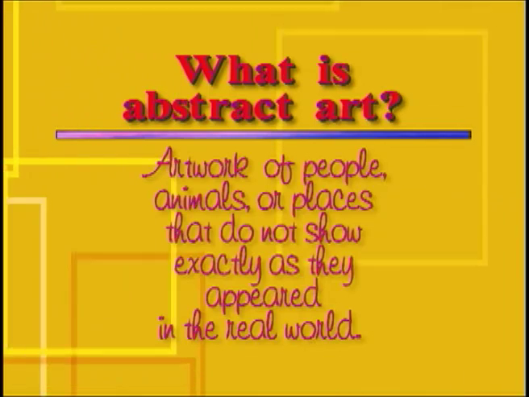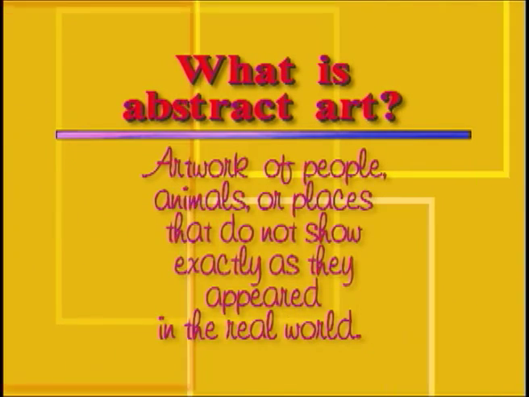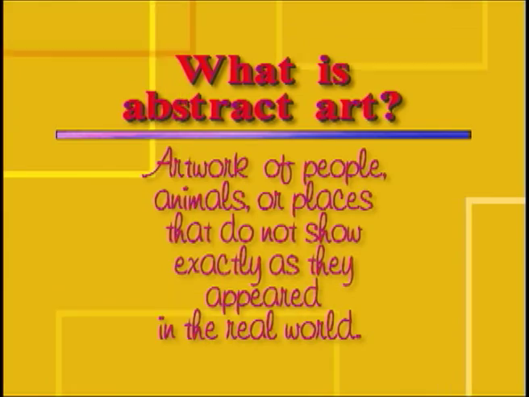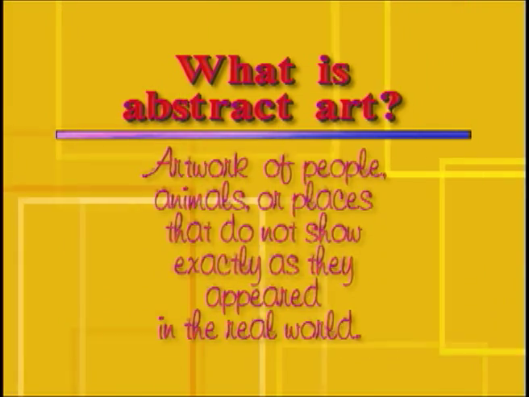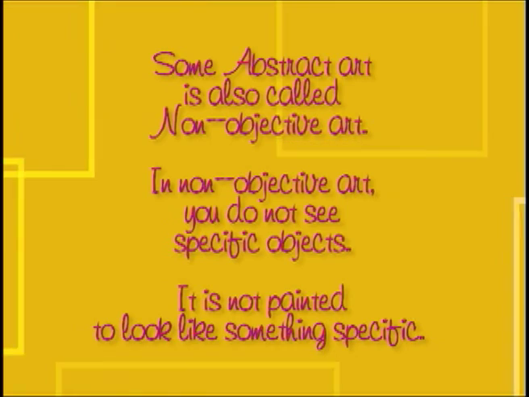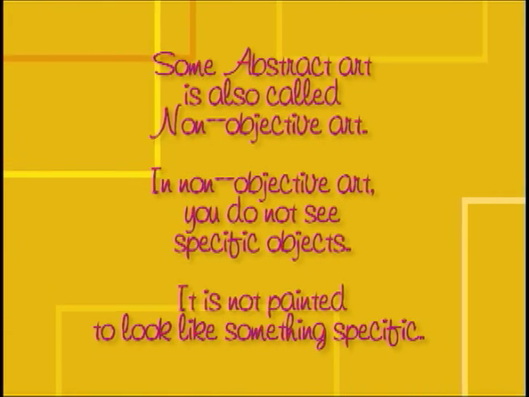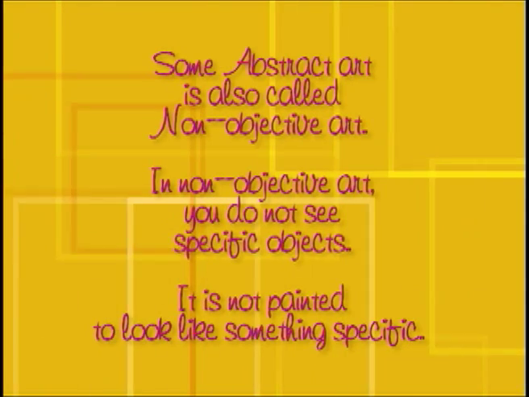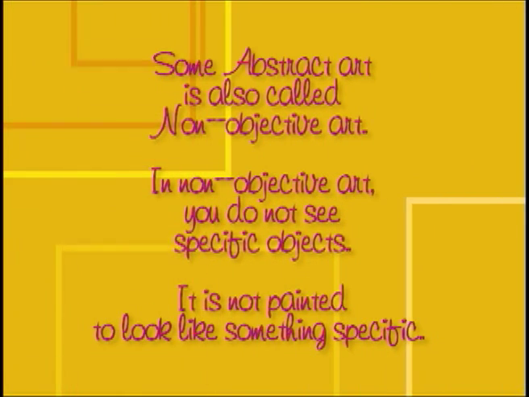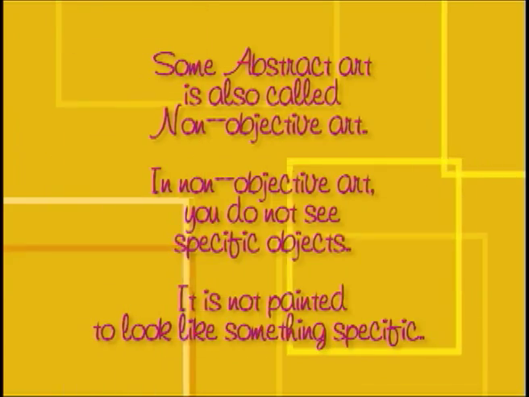It is artwork of people, animals, or places that do not show exactly as they appear in the real world. In this type of style, artists mainly use color and shapes to show emotions. Some abstract art is also called non-objective art. In non-objective art, you do not see specific objects. It is not painted to look like something specific.